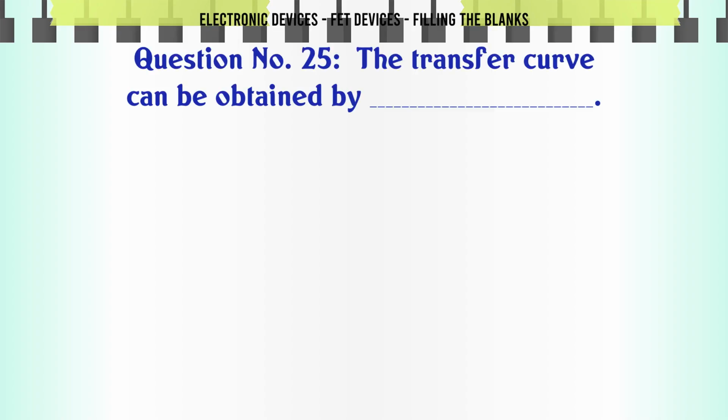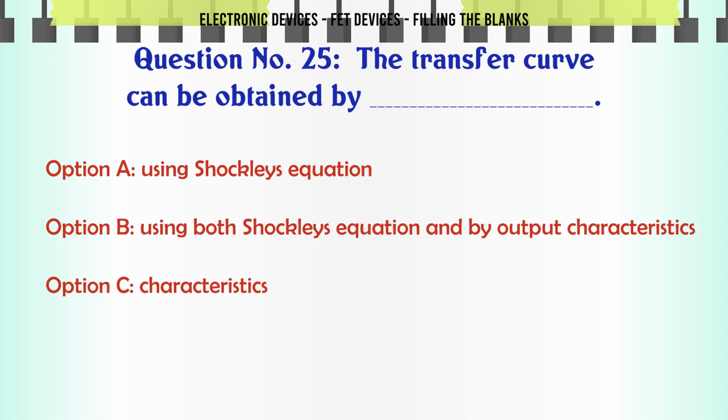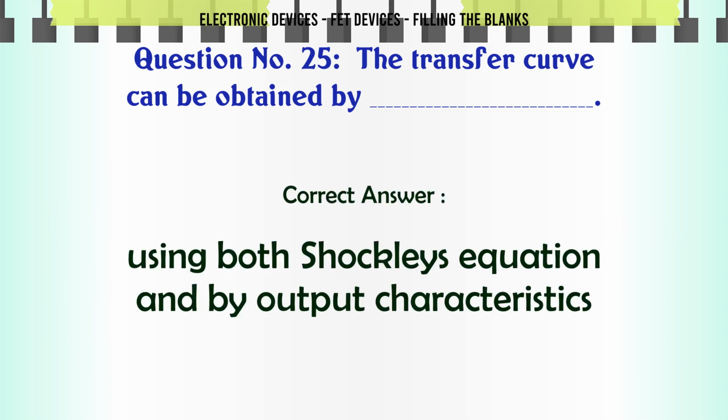The transfer curve can be obtained by A. Using Shockley's equation, B. Using both Shockley's equation and by output characteristics, C. Characteristics, D. None of the above. The correct answer is using both Shockley's equation and by output characteristics.